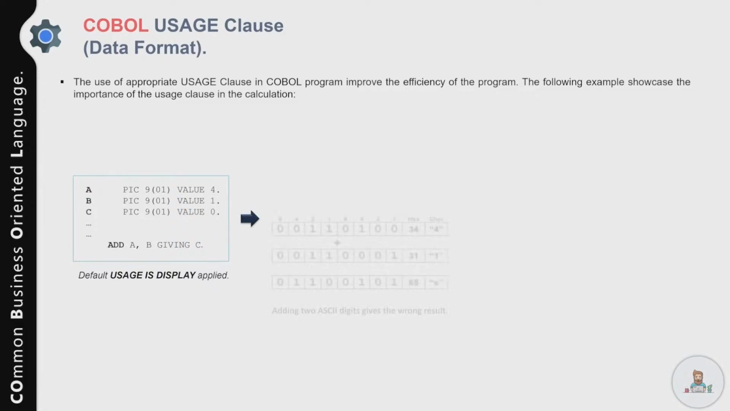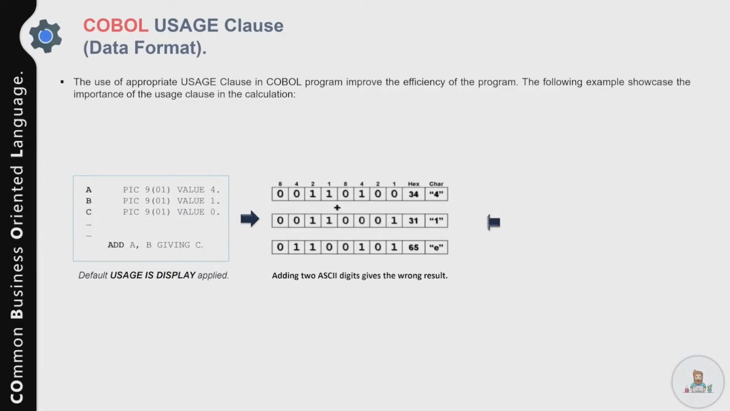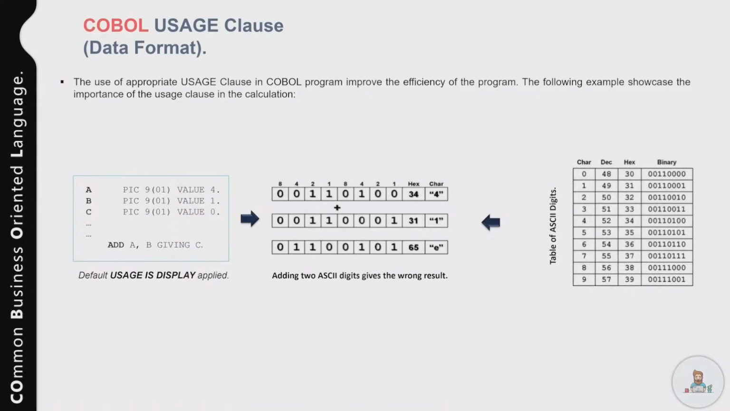In the following example, we have three different variables, A, B and C, and they are defined as numeric. We have not used any usage clause for these variables, so the default usage clause, USAGE IS DISPLAY, will be applied. The initial values of these variables are 4, 1 and 0. We are going to add A and B and store the result in variable C.